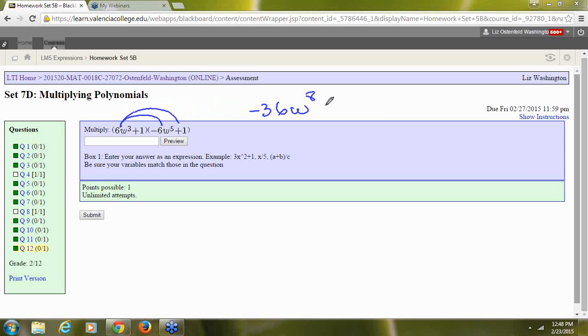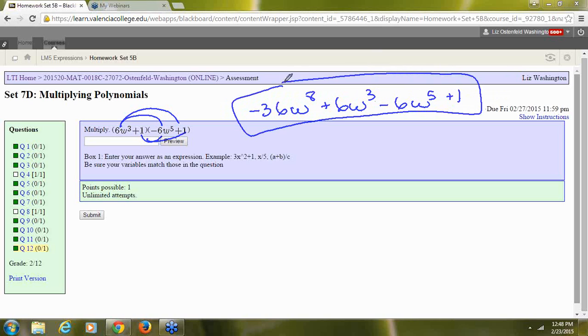6w cubed times 1 is just 6w cubed. 1 times negative 6w to the 5th is minus 6w to the 5th. And then 1 times 1 is just regular old 1. So this problem actually doesn't have anything to combine. It is already in descending order, so this would be my final answer just as is.